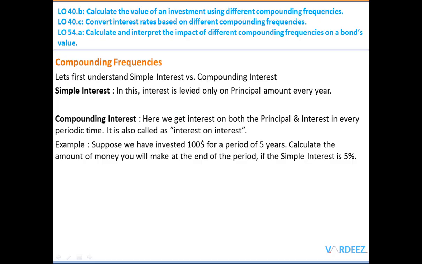All right, let's begin. The next learning objectives we have are 40B and 40C, and also 54A, which talks about the same thing. We just have to calculate the value of an investment using different compounding frequencies, and convert interest rates on different compounding frequencies. And if you look at this one from the VRM book, calculate and interpret the impact of different compounding frequency on a bond's value. So it's one and the same thing.